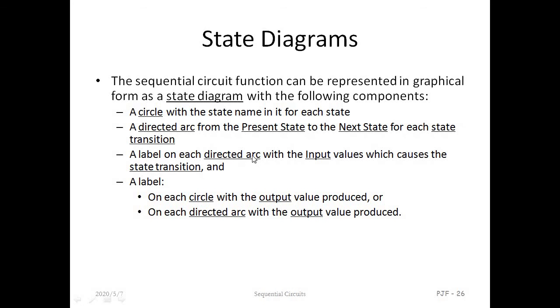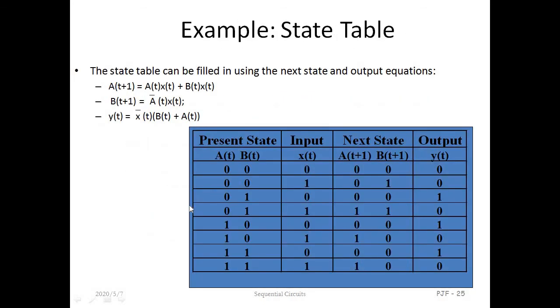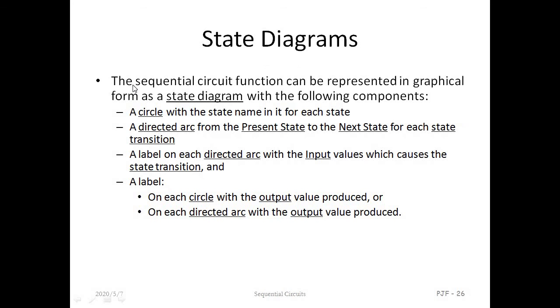Now the state diagram. The sequential circuit function can be represented in a graphical form as a state diagram with the following components: a circle with the state name in it for each state, a directed arc from the present state to the next state for each state transition, a label on each directed arc with the input values which cause the state transition, and a label on each circle with the output value produced, or on each directed arc with the output value produced.